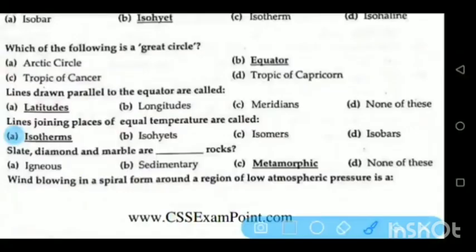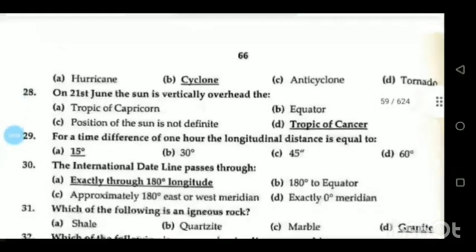Which of the following is a great circle? Equator. Lines drawn parallel to the equator are called latitudes. Lines joining places of equal temperature are called isotherms. Slate, diamond, and marble are metamorphic rocks. Wind blowing in a spiral form around a region of low atmospheric pressure is a cyclone.